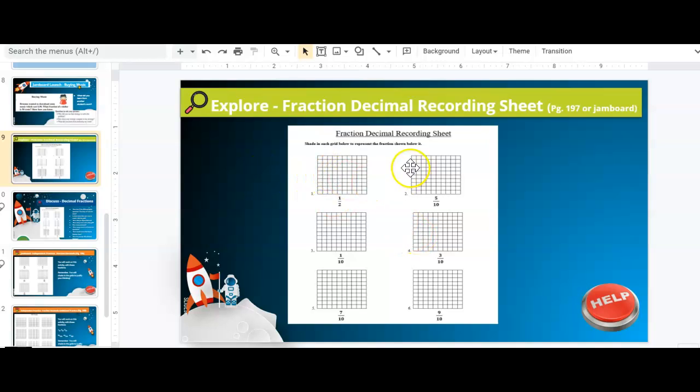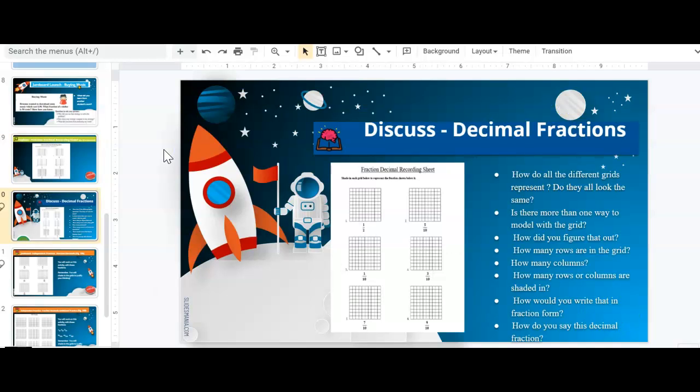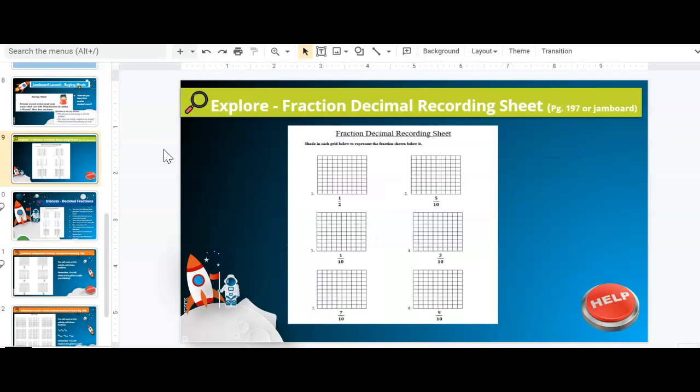So let's take a look at these. Now this is actually on page 197 in your binder, and it's also on your Jamboard. All right, so let's just examine it first. For number 1, you're showing 1/2. Number 2 is 5/10. Number 3, 1/10. Number 4, 3/10. Number 5 here, 7/10.